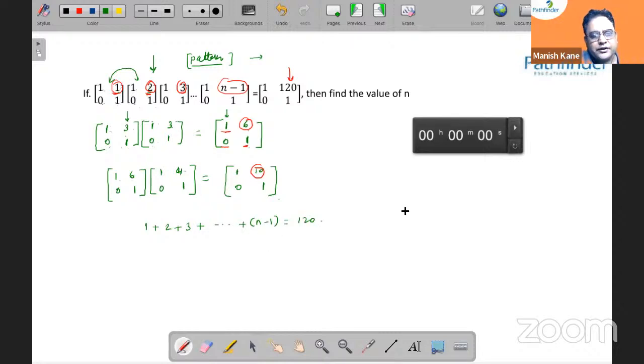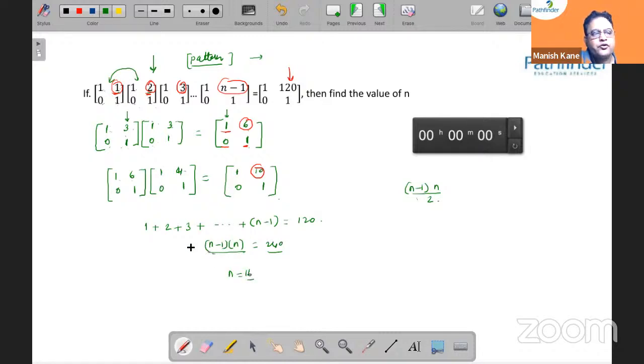And what is this? There is a standard formula. n minus 1 into n by 2, the sum. So n minus 1 into n divided by 2 is 120. Multiply this 2 upward, so it becomes 240. Now, seeing this, I know 16 into 15. So n must be 16.